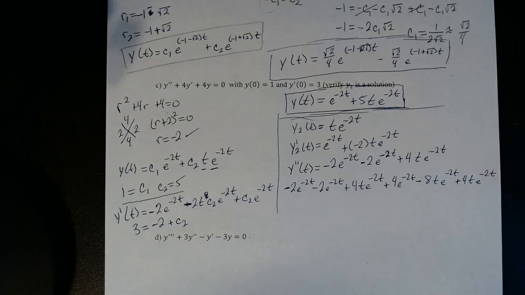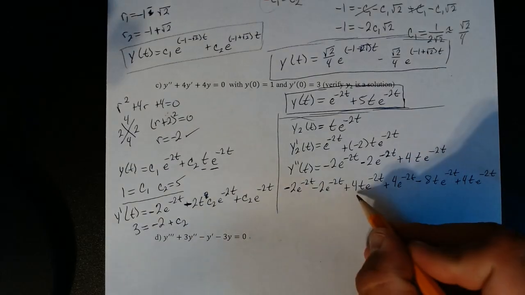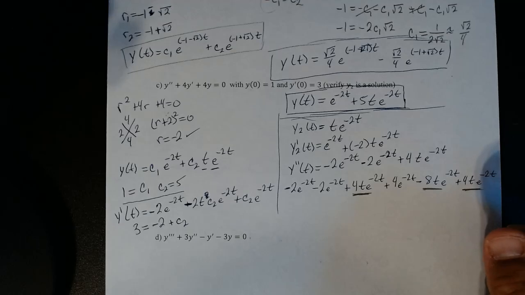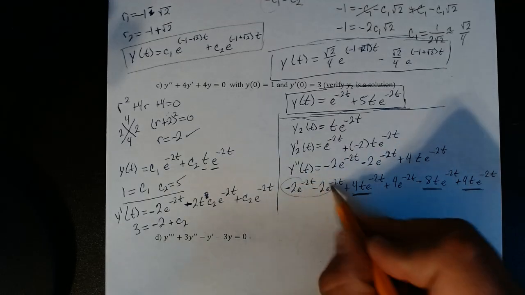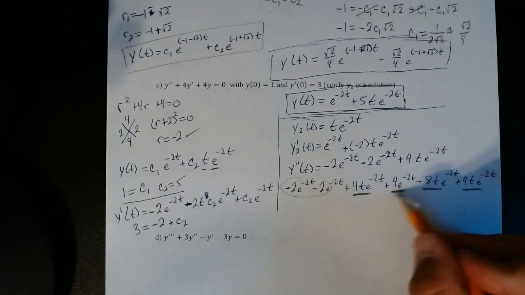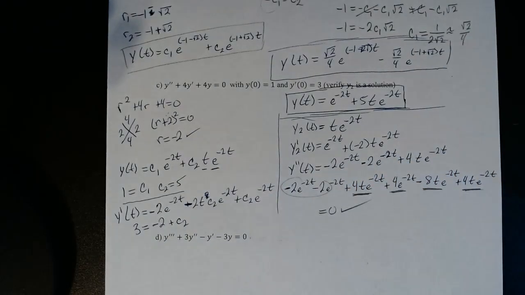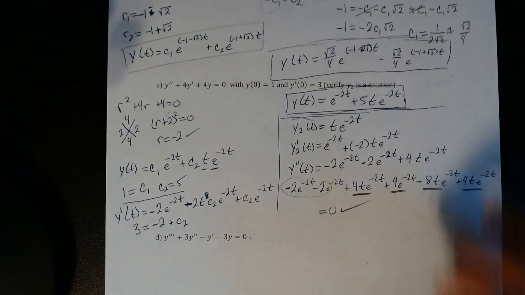Okay, so let's see what happens. What's going on here? So it looks like these all cancel. Those go all to 0. This gives you negative 4 plus 4. It also gives you 0. So yeah, it is verified. Not too shabby.